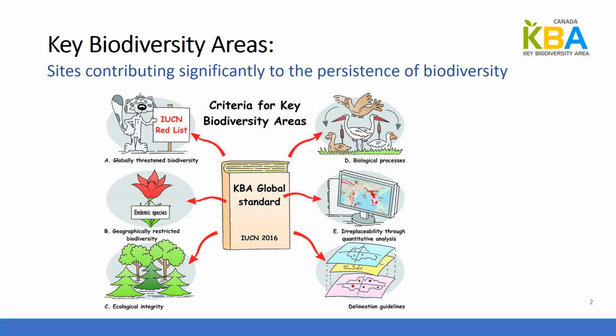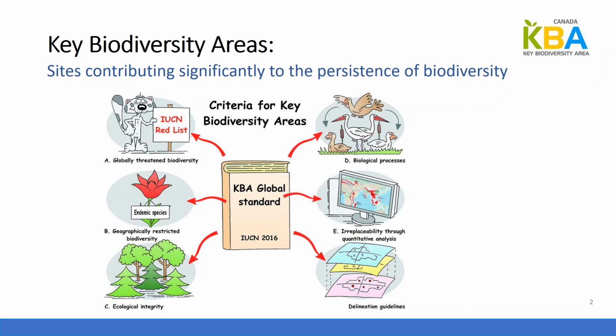Criterion D captures biological processes. So this generally captures sites where large aggregations of species can be found during certain parts of their life cycle. For example, sites that are important during migratory processes, or calving sites for caribou, for example. And a lot of our important bird and biodiversity areas, the IBAs, that are being sort of grandfathered into the KBA program are identified using criterion D.